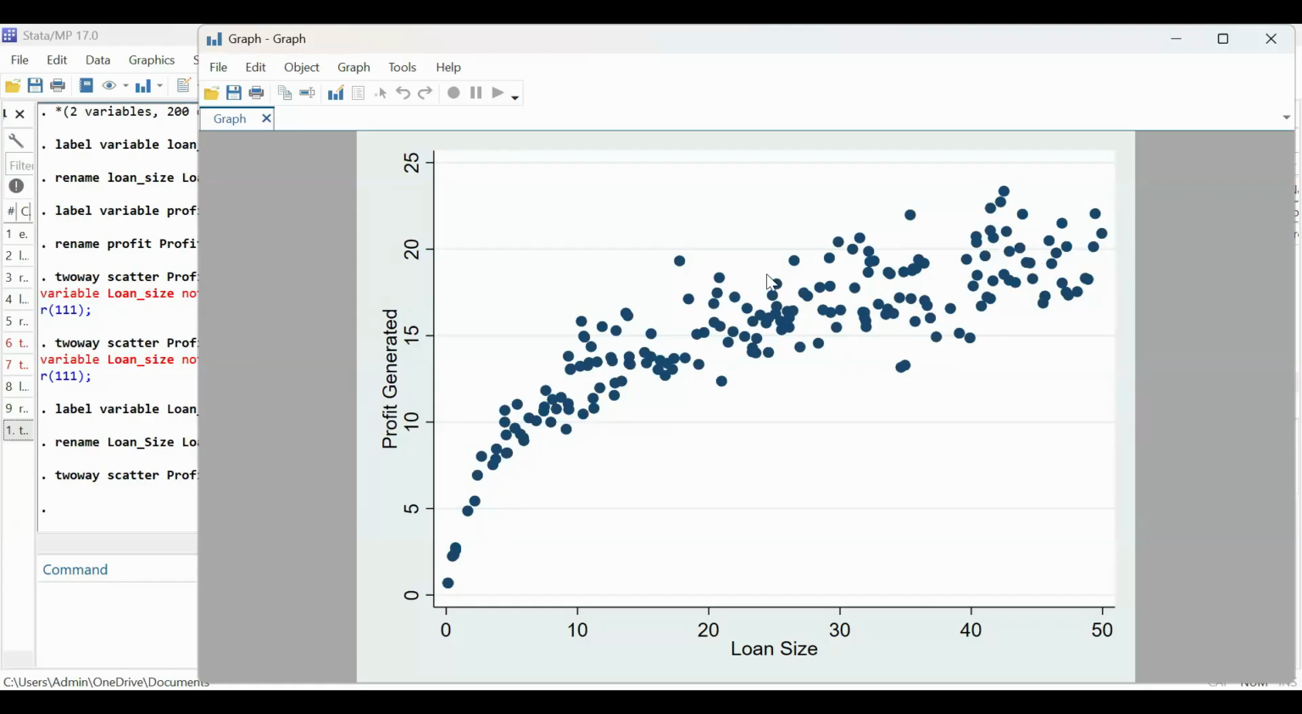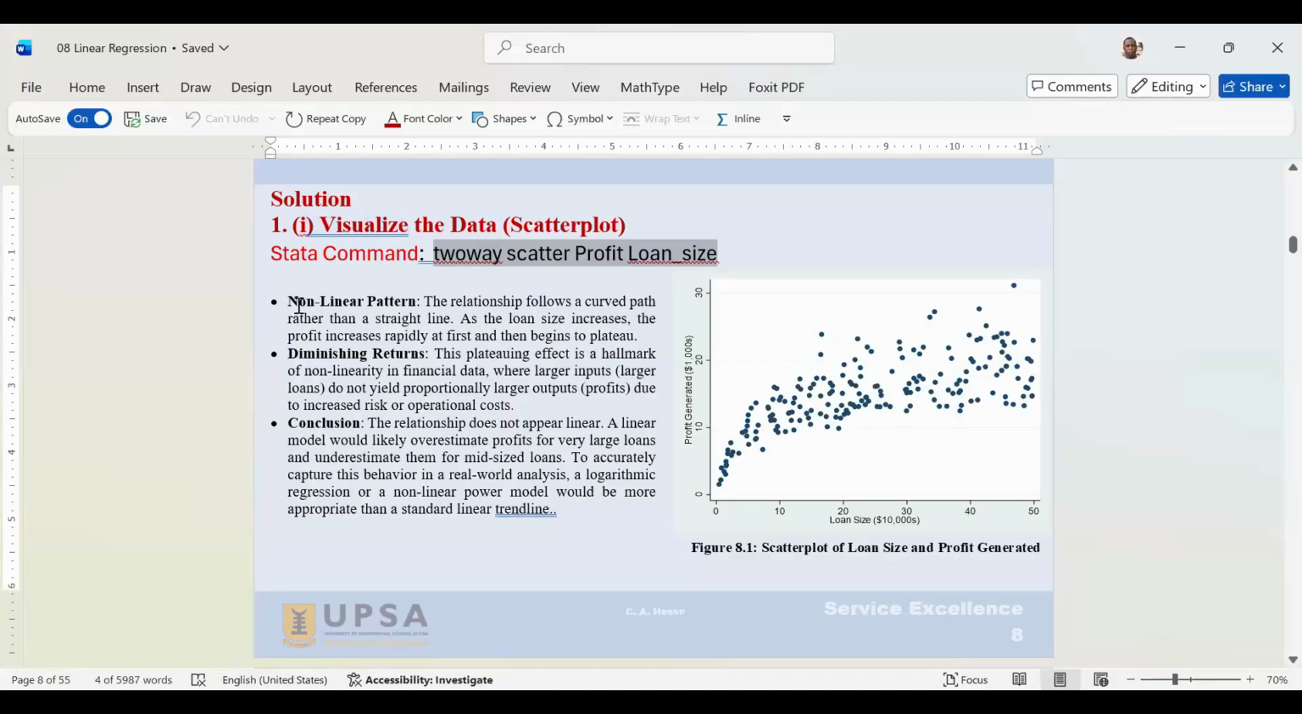It looks like logarithmic or quadratic or something, or exponential. Thank you. Who is that? Silas. Appears not to be linear. So that's what I'll explain here. The graph is not linear, so we need to do a transformation. I'll describe the graph here. There's some kind of diminishing returns as loan size increases.